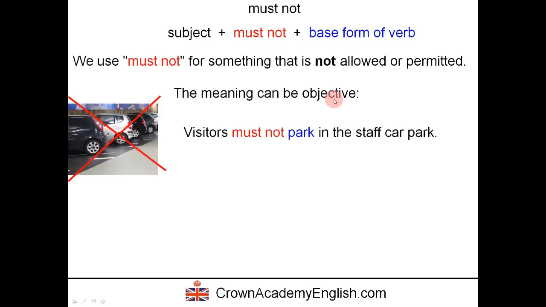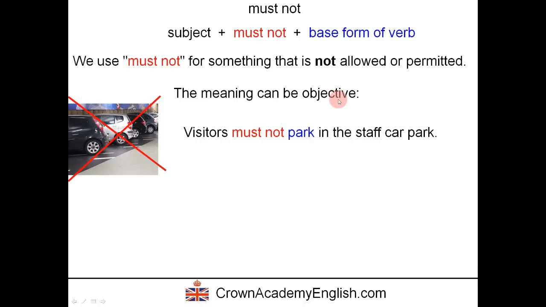So this is objective because the obligation or the rule is external. Okay, it's external to the visitors. It's an instruction coming probably from a company. The company is saying visitors must not park in the staff car park. It's objective, it's a rule, and it's external. So this means parking in the staff car park is not allowed for the visitors.